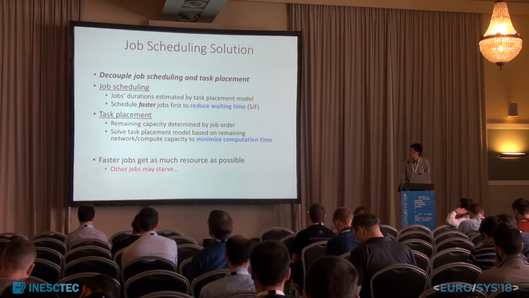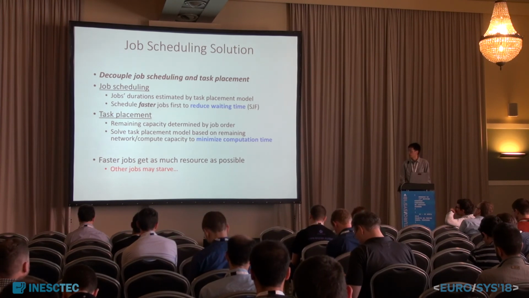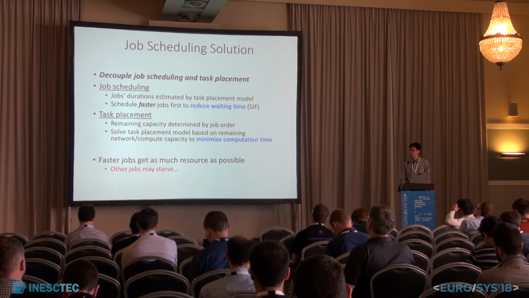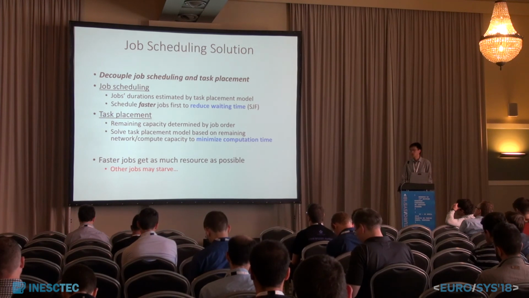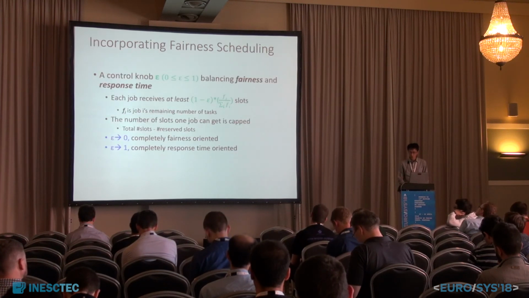And for the task placement part, we solve that LP model based on the remaining network and computation resources in order to minimize the computation time. And the remaining capacity is determined by the order of jobs getting executed. Now in here, our solution will favor the faster jobs and assign as many resources as they require as possible. However, some other jobs may starve.